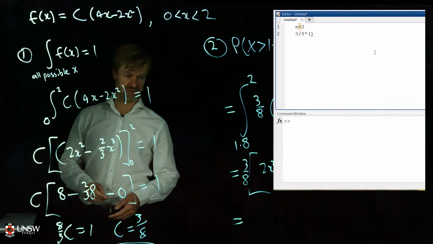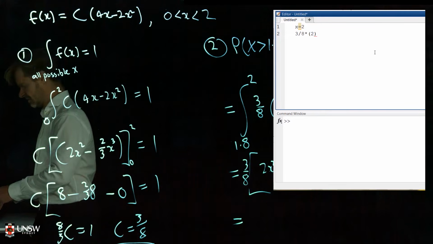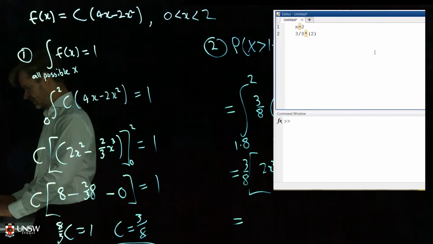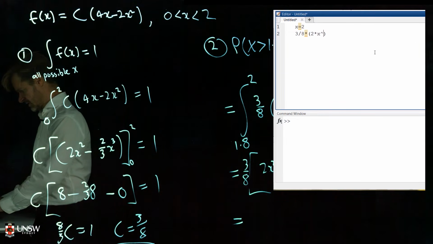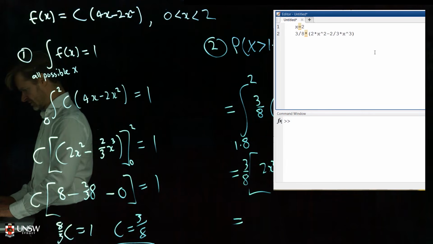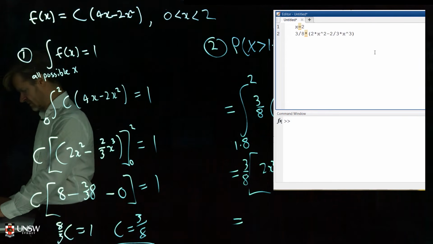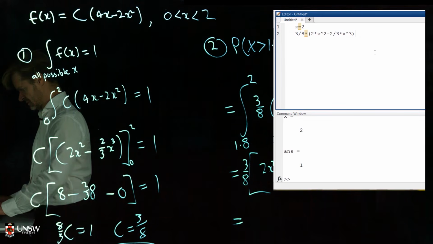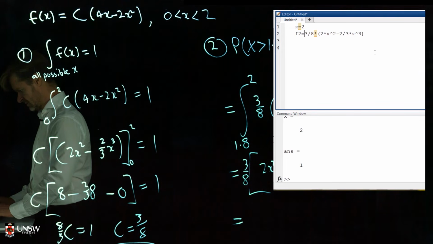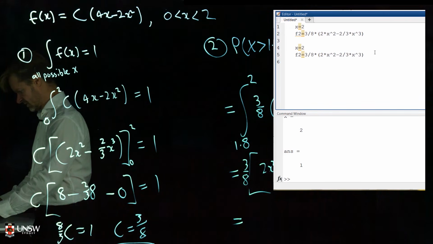So I could actually do this by writing a function. I think that's overkill though. But I'm going to just say let x equal 2, and I'll find what 2 times x squared is, minus 2 on 3 times x cubed. Yeah, that should give me a value of 1. And then I'll call that f2. And then I'll say what is it equal to when x is 1.8.